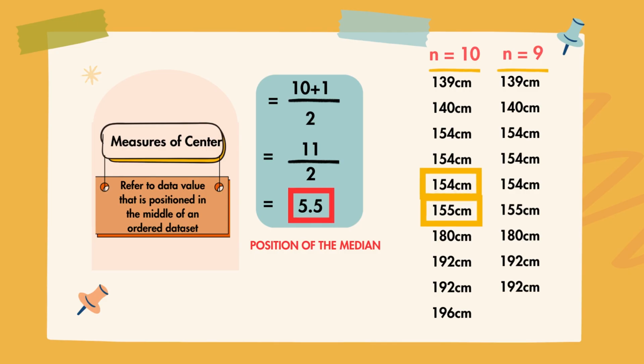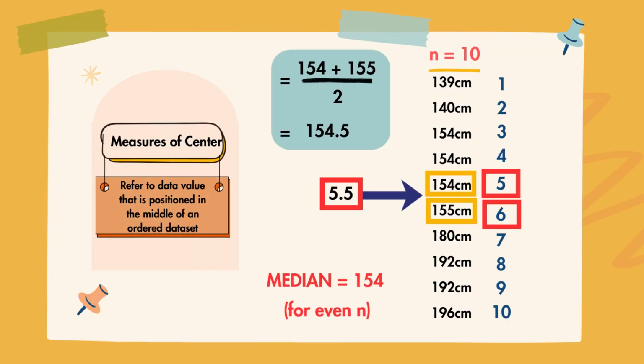Let us see an example where we have 10 values in our dataset. The position of the median is calculated as (10 + 1) / 2, which equals 11 / 2, resulting in 5.5. Since 5.5 is not a whole number, the median will be the average of the fifth and sixth values in the ordered dataset.